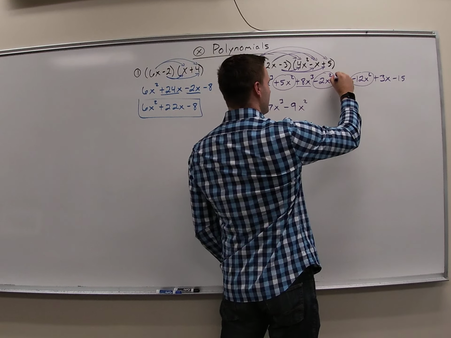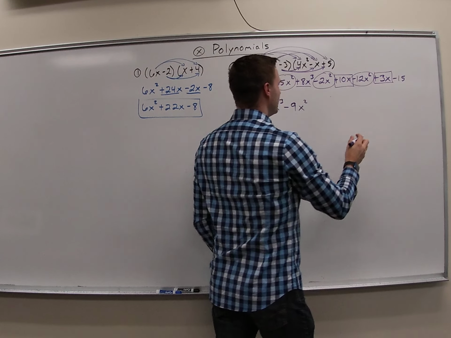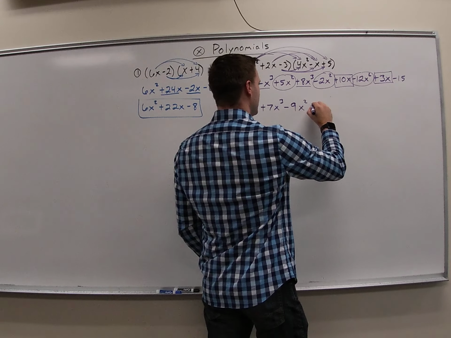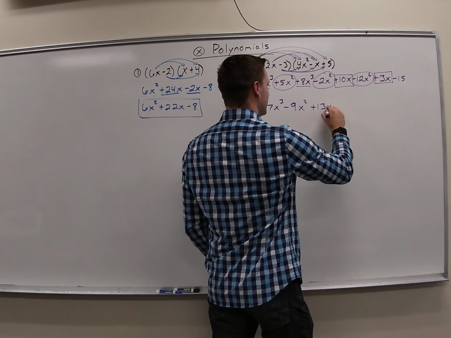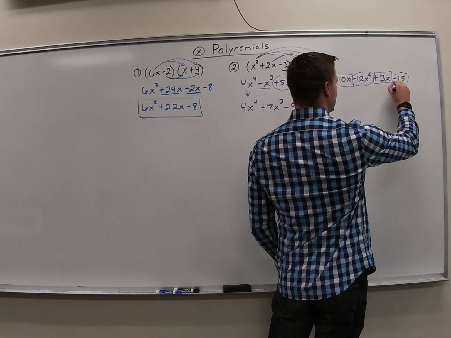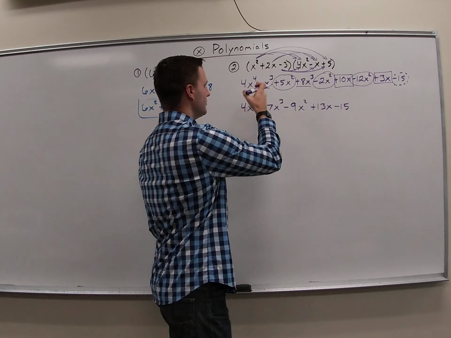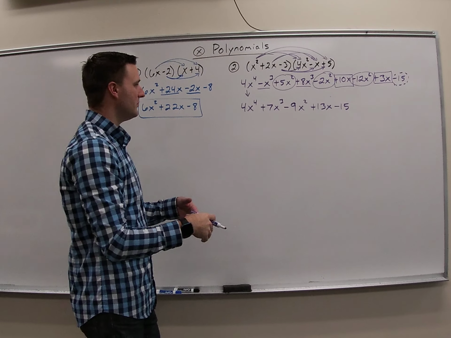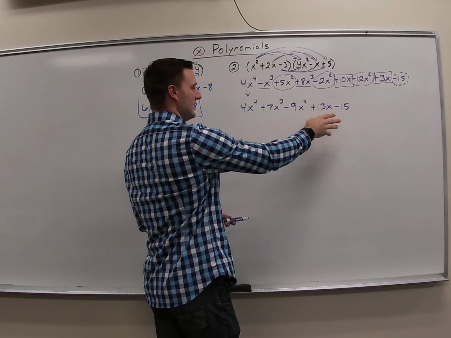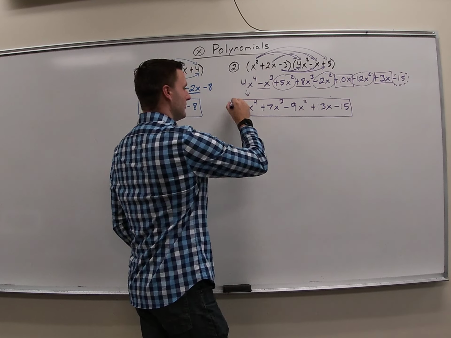Finally, I have a positive 10x and a positive 3x. So 10x plus 3x would be a positive 13x. And then our very last term right here is this negative 15 that just gets brought down. And so we should have used all 9 terms, and when we simplify or reduce, in this case, we were left with 5 terms. So this is our final answer, written in standard form.